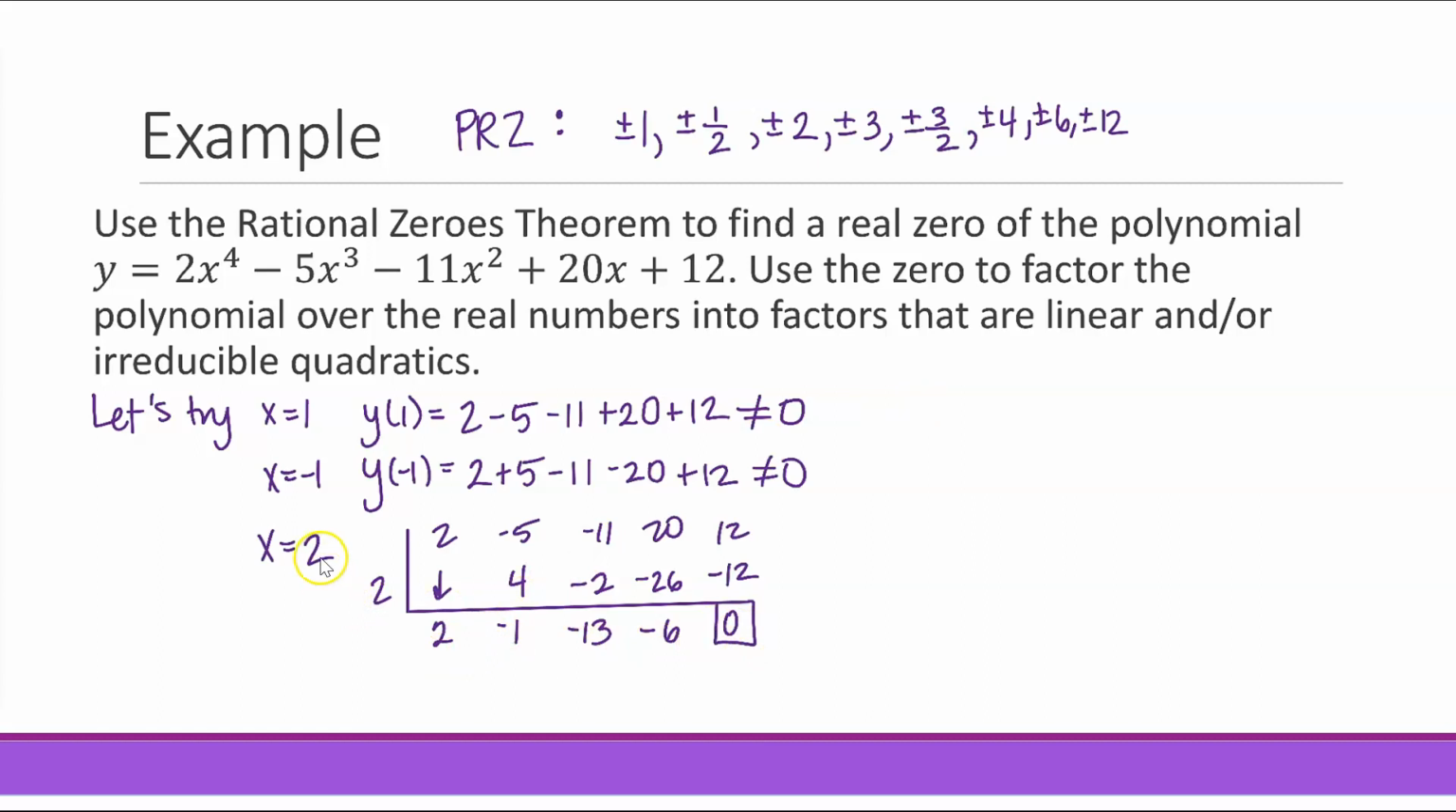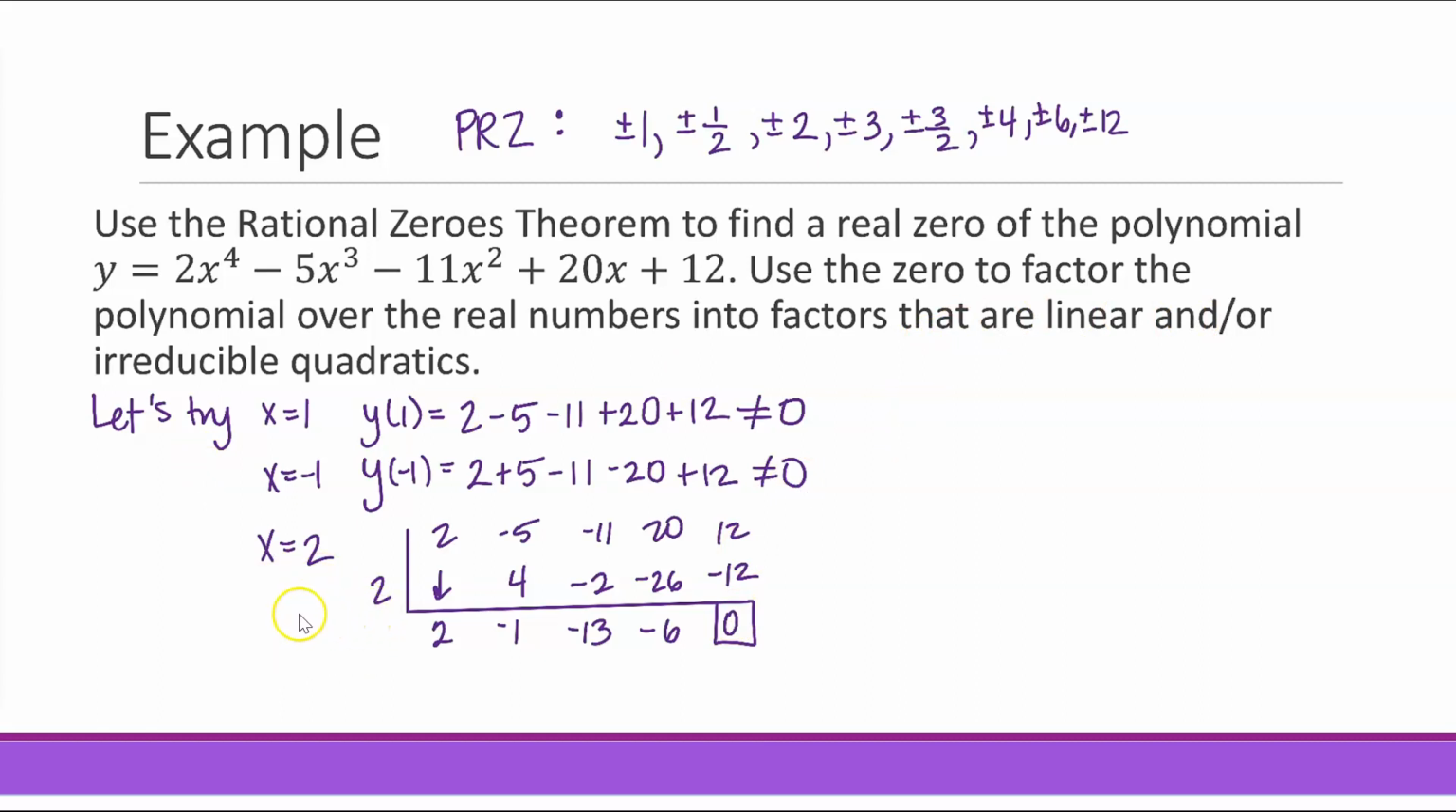So what that means is that 2 is a 0. So we did the first part: use the rational zeros theorem to find a real 0 of the polynomial. We made the big list. We went down the list, tested them until we found one that worked. Once you have one that works, now you can work on factoring it into linear and irreducible quadratics.